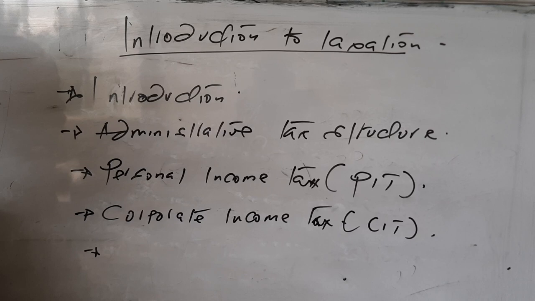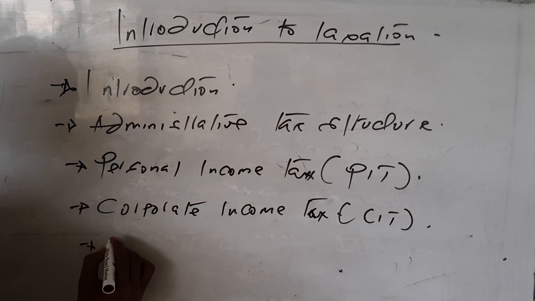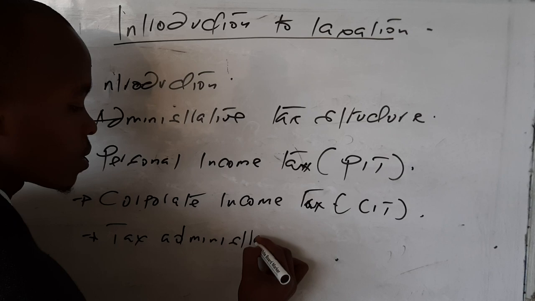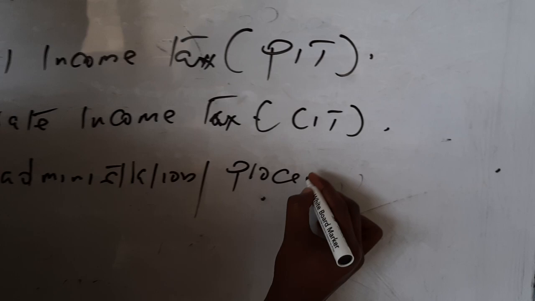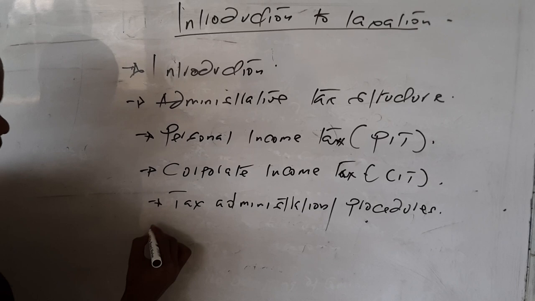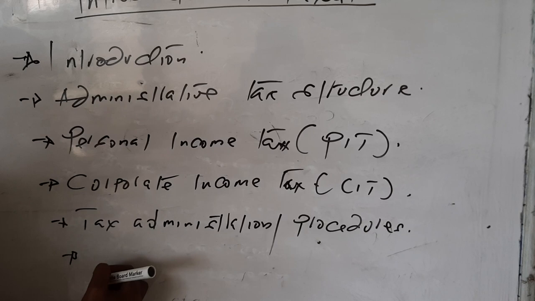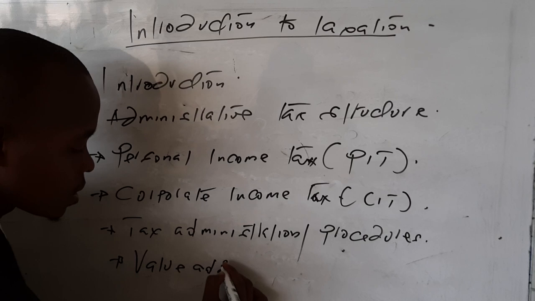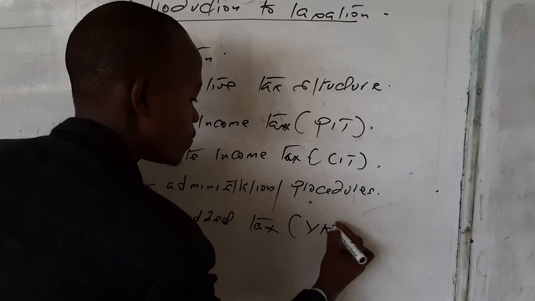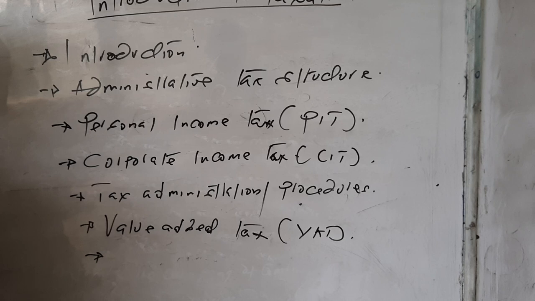The fifth chapter we are going to see is tax administration, or what they call tax procedures. The sixth chapter we have to look at here is the VAT or value added tax. In short, it is VAT. The next chapter we have to look at here is the customs administration.